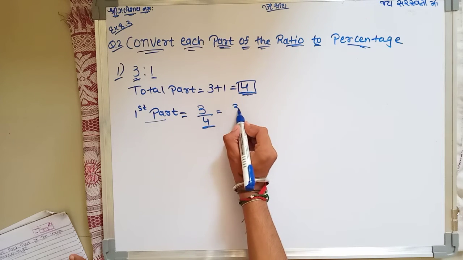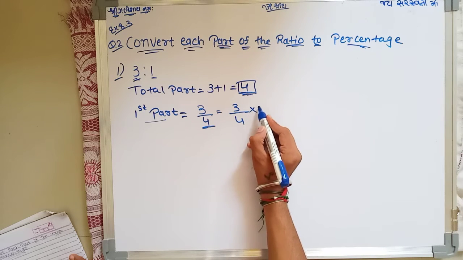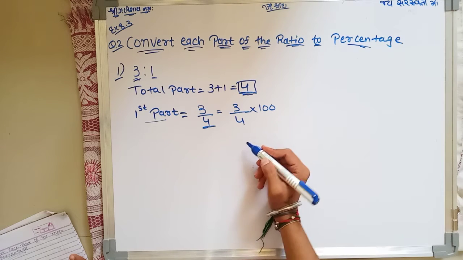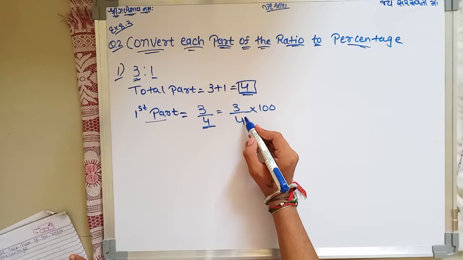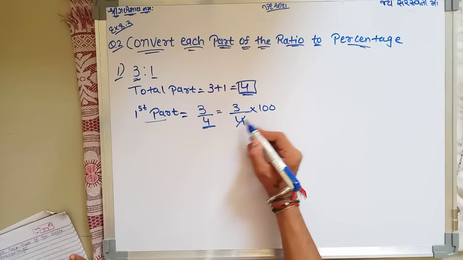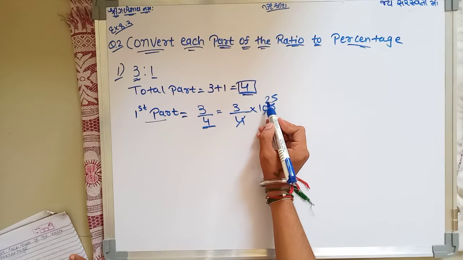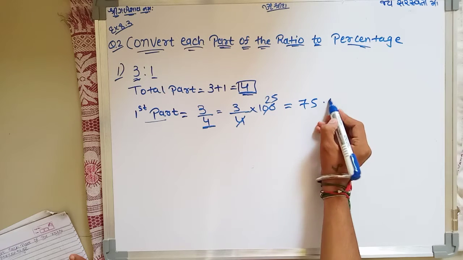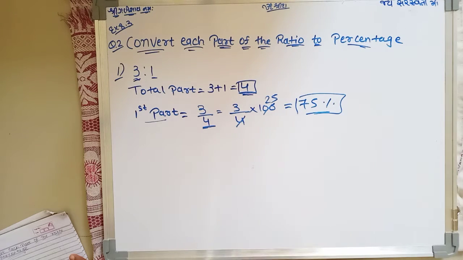Now we will convert this 3 upon 4, the first part, into percentage. If we have to convert this into percentage, we have to multiply by 100. So we will multiply by 100 here. 25 times 4 is 100. So 25 times 3 is 75. So this is 75%. The first part is 75%.